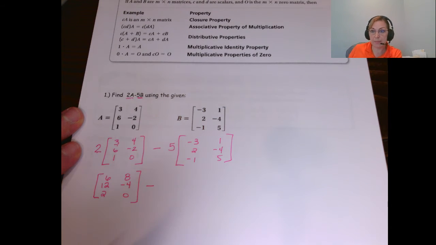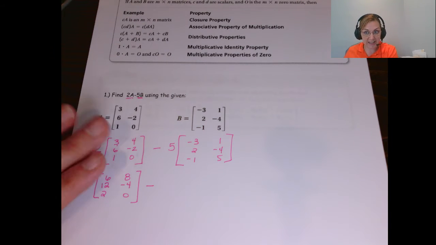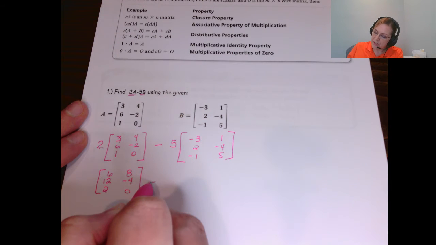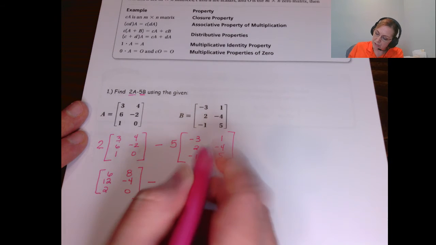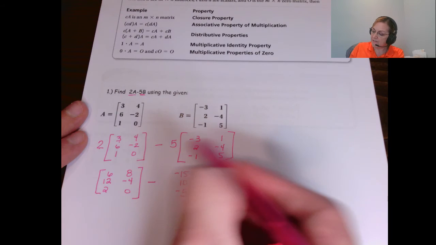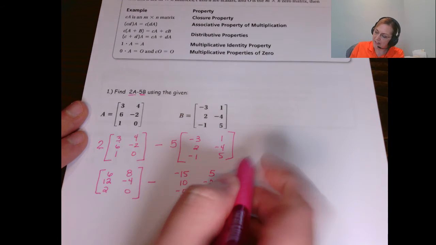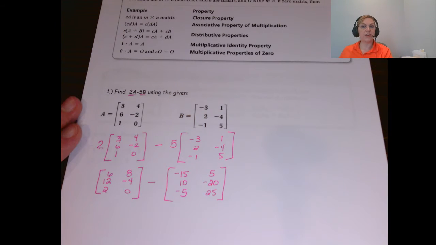Now we'll do the same for the 5. You'll notice I'm going to leave it as a subtraction, although I could have done it as plus -5 and then distributed a -5. I'm just going to distribute the 5 and then I'll subtract. So I've got 5 times -3, which is -15. 5 times 2, which is 10. 5 times -1, which is -5. Then I've got 5 times 1, which is 5. 5 times -4, which is -20. 5 times 5, which is 25. Okay, so that's how I multiplied by the scalars.